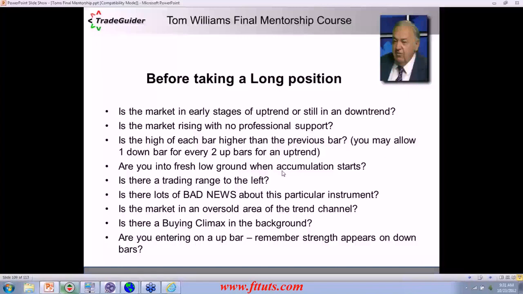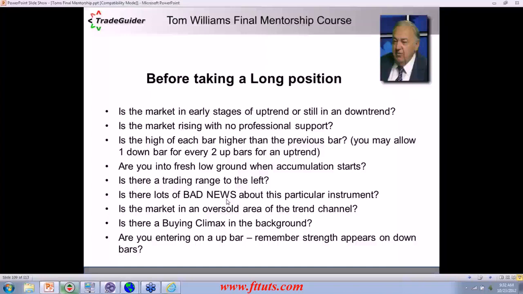So, some things to remember before you go long. Look at the trend. Are you in an uptrend, or is the market still downtrending? Is the market rising on no demand? Because if it is, it means it's probably going to fall further. Is the high of each bar higher than the previous bar? Remember Tom's trending system. Are you at a fresh low when accumulation starts? Is there a trading range to the left? Is there lots of bad news? Someone asked earlier, do professional money move the market on news? Yes, they absolutely do. They take every opportunity to move the market on news.